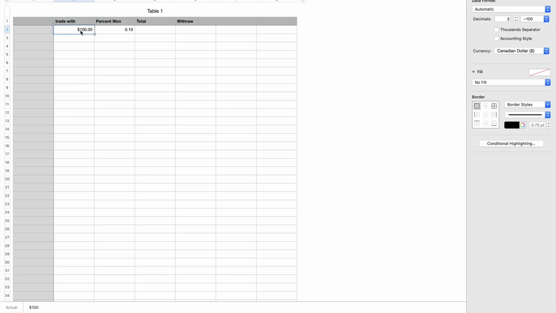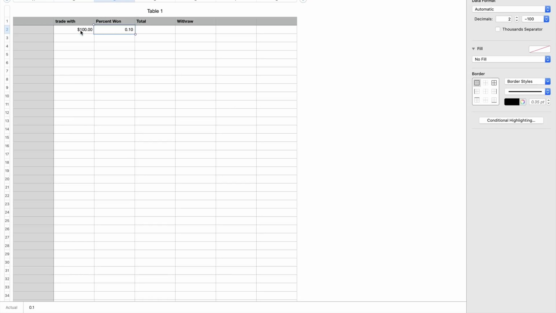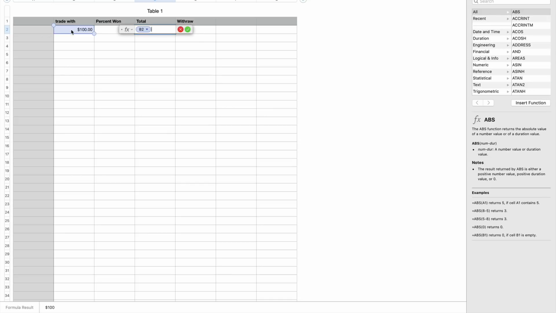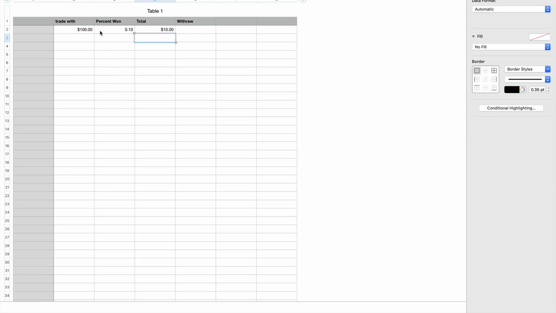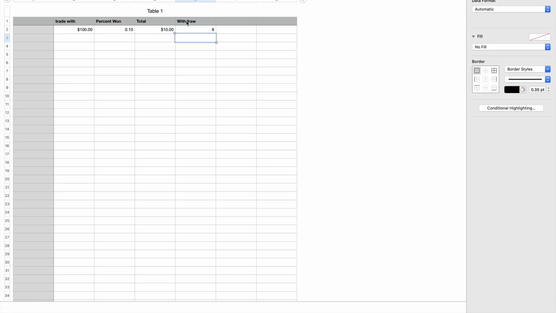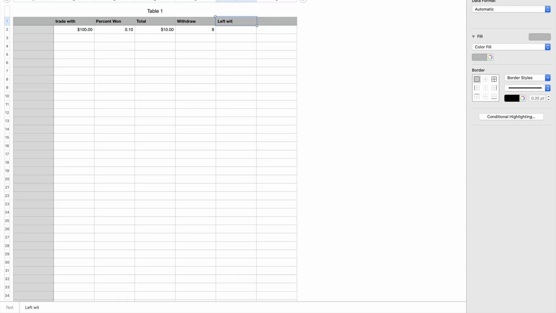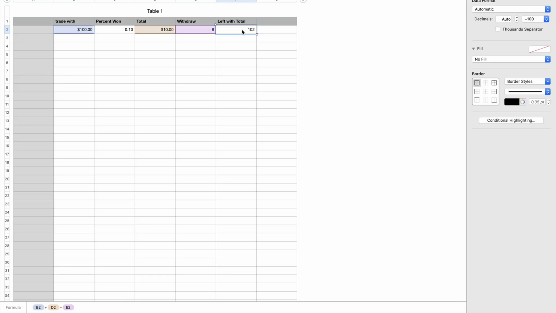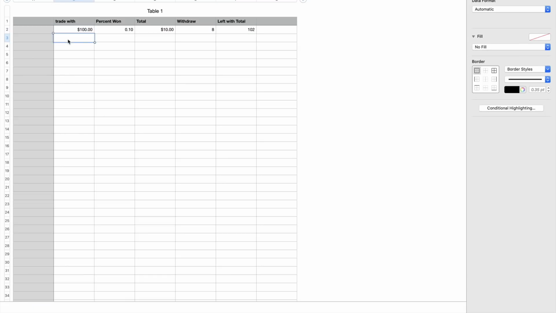Okay, so let's start again. Let's say we start with $100 and you just did a 10% trade. So $100 times your 10% equals, so you just made $10. And let's say you want to withdraw some of the money here. So let's say in this case you want to withdraw $8. So you're left with a total equal to $100 plus the $10 that you made minus what you withdrew. So then you have $102. Okay, so now we just go equals $102 because that's what we're trading with now.